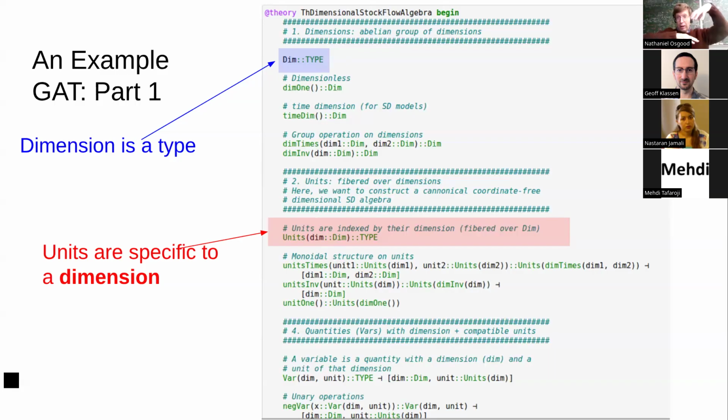Remember this notion that units are fibered over dimensions. So for a given dimension, think of the fiber in a bundle over it, right? Those are all associated with that dimension. Another dimension will have a different fiber over it. The units for length are very different than the units for time, for example, possible unit systems, right? Here, the units are specific to a dimension.